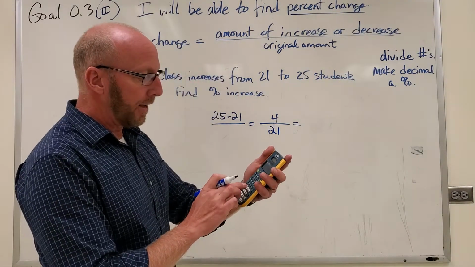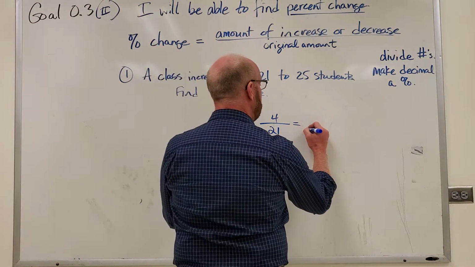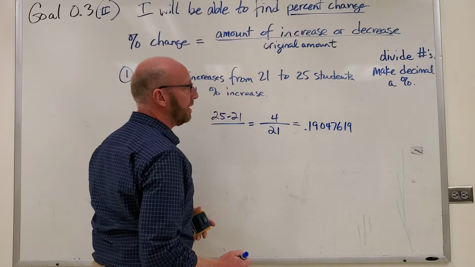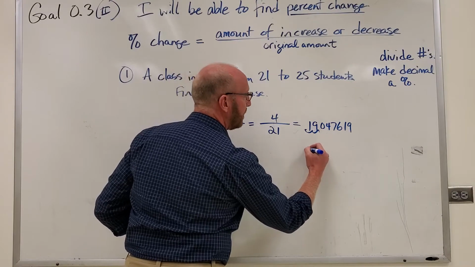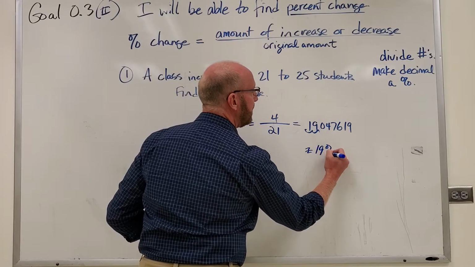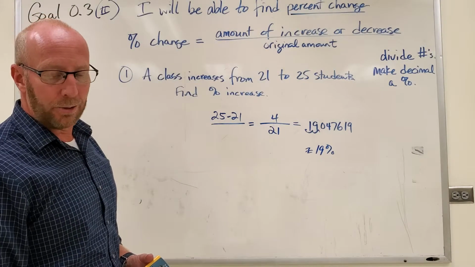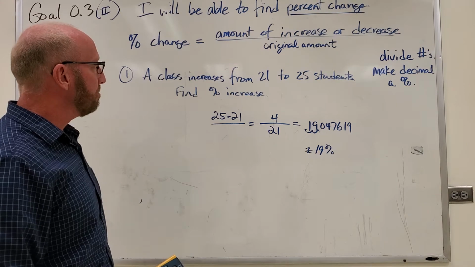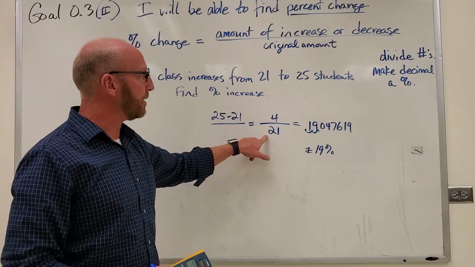I take my calculator, 4 divided by 21, I get 0.19047619. I move the decimal 2 to the right. It is about 19% increase. There was a 19% increase in my class. Okay, so it's the amount of increase or decrease divided by the original.